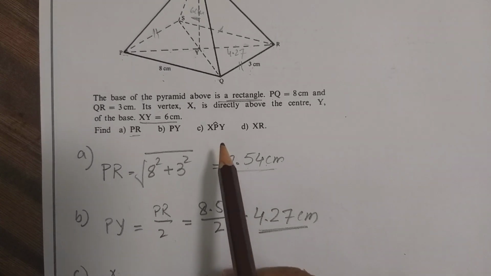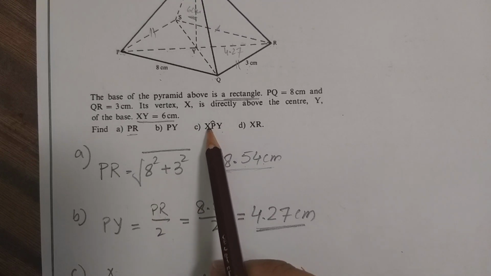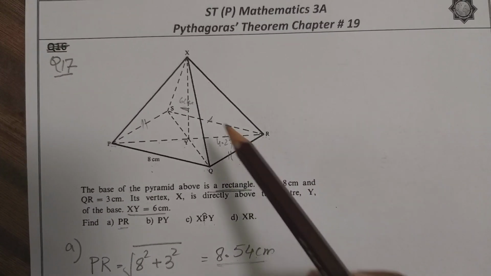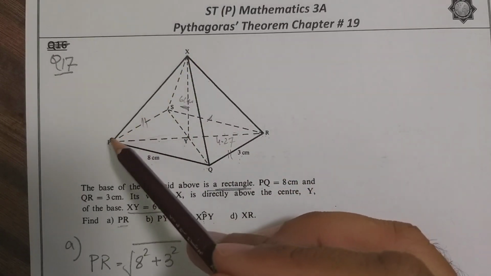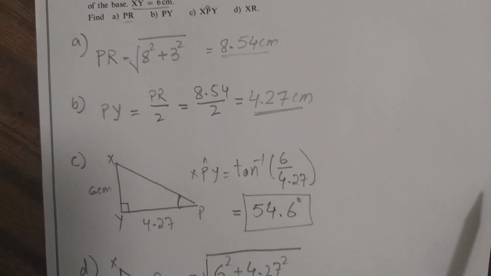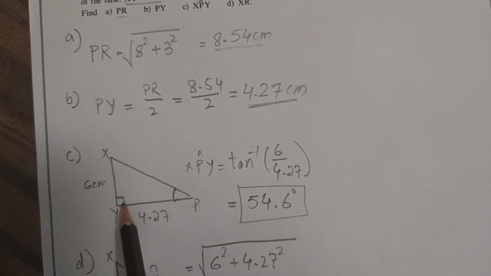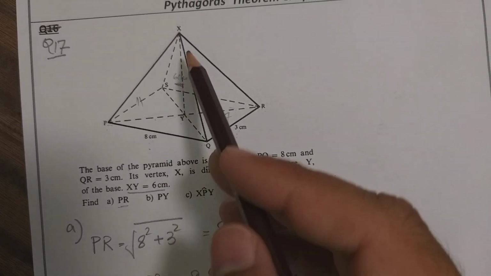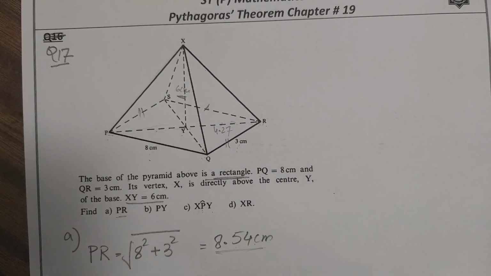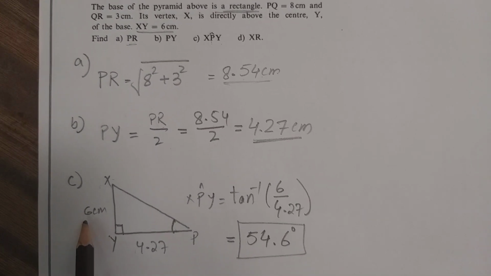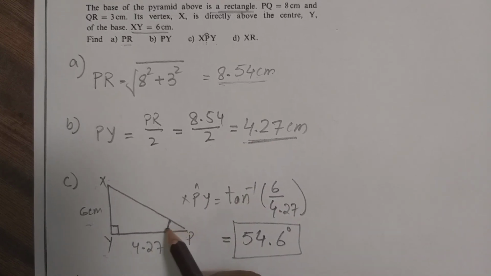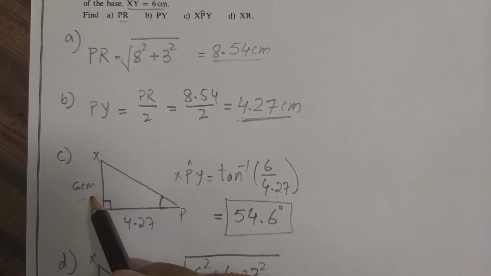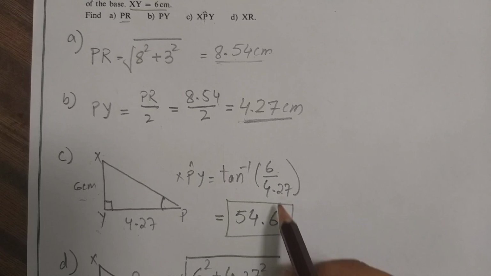Okay, in the next part he said find XPY. So find the angle at P, XPY. I take this triangle, this is the XPY. Y is the right angle, and we know XY is the vertical height. So this is the vertical height here, and PY we just found here, and we need to find the angle P. According to this, this becomes opposite, and this is adjacent. So tan equals opposite over adjacent, simplify, you find the answer.